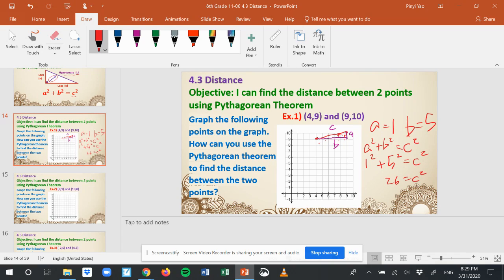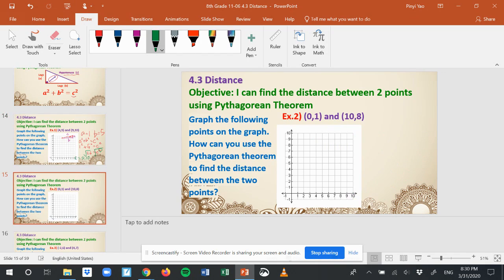And again, as soon as you see the square, it's time to do the opposite, which is square root. So square root on both sides. And after I type it in my calculator, I got 5.10. And that is the distance.